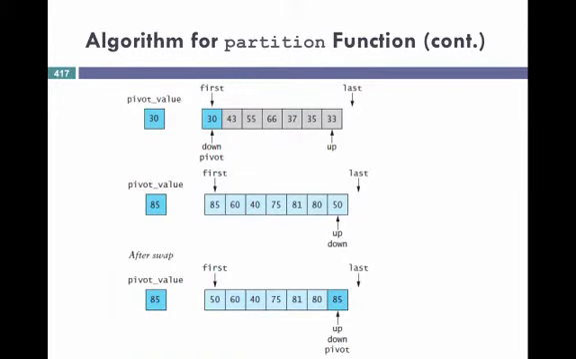Here's an example of the partition function. If we set up first and last, we have 30 be the pivot, and down points to the first one, up points to the very last. Now if we choose 85 as our pivot in this case, then up and down are pointing to 50, and after the swap, we'll swap 85 with 50.